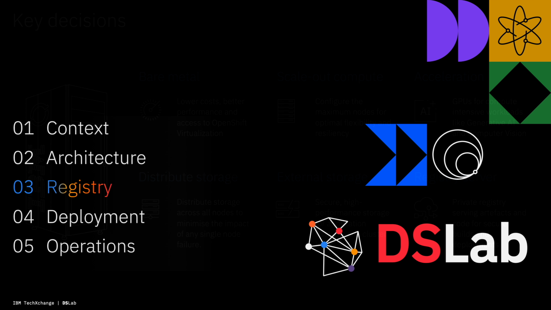Now, let's take a look at the registry, the cluster's trusted source for container images. I'll outline good mirroring practices for an air-gapped environment. Then, I'll discuss how to manage the registry efficiently to ensure secure and reliable image delivery.